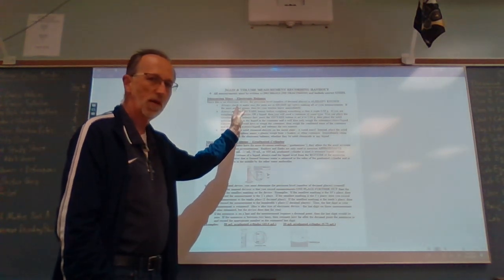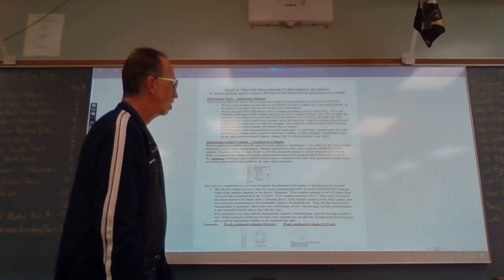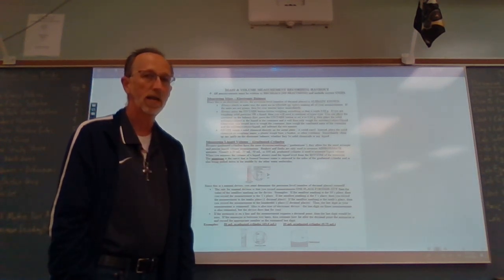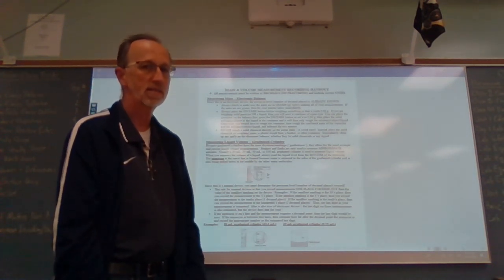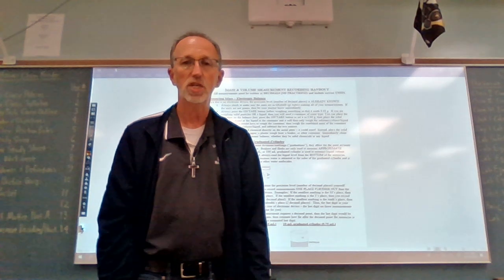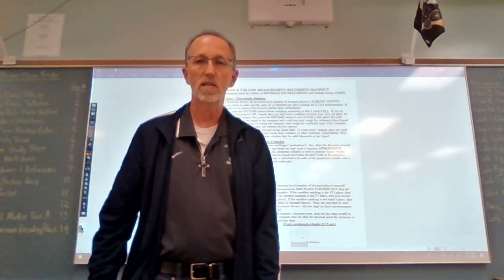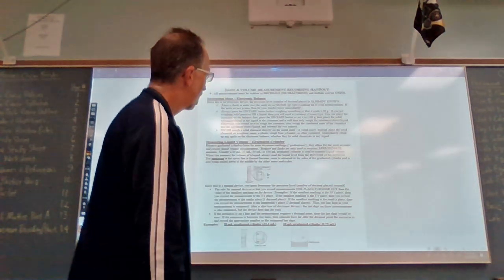Some quick review on the electronic balance itself. Always check to make sure that the units are in grams. All right. Now our electronic balances can measure mass in several different units. They are set in grams now, but if you don't see a little G next to the end of the number, someone's messed with it, and I need to reset it. So make sure you check that.